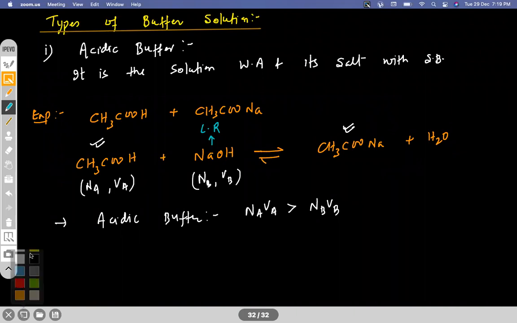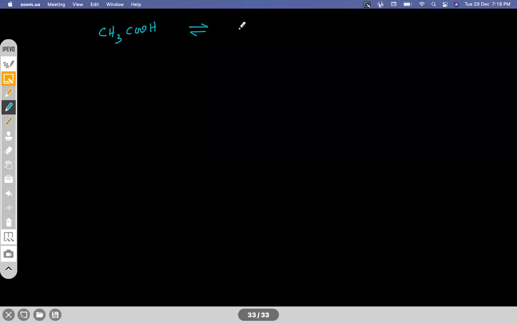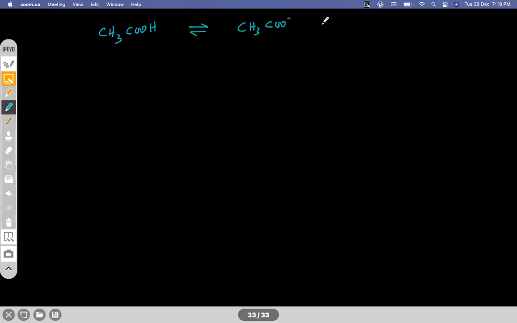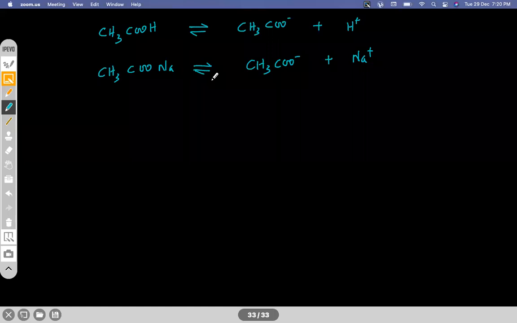So if you want to find the pH of this buffer solution, we'll have the reaction here: CH3COOH, because H+ will come from this only. We have CH3COOH and CH3COONa, so only this reaction gives H+, and we need to consider this only. The other one is salt. I'll write it down also: CH3COONa gives CH3COO- and Na+. In this we don't have H+, so we cannot consider the second reaction to find the pH expression.